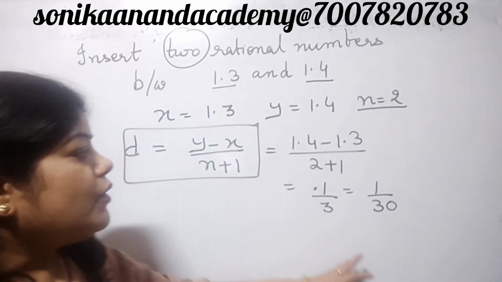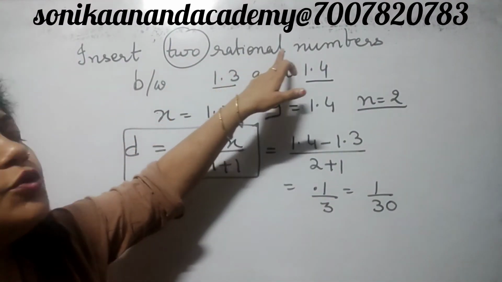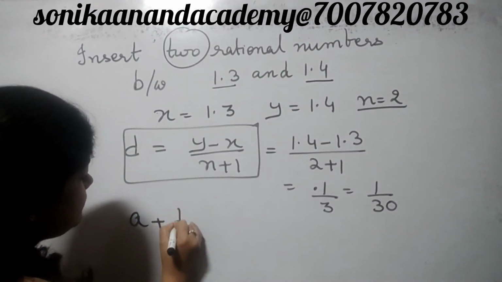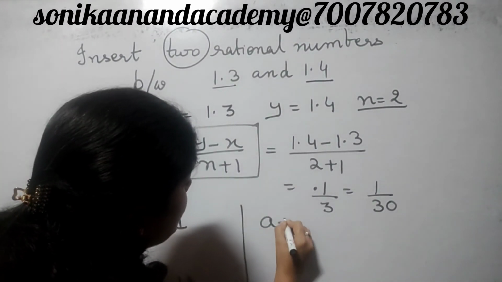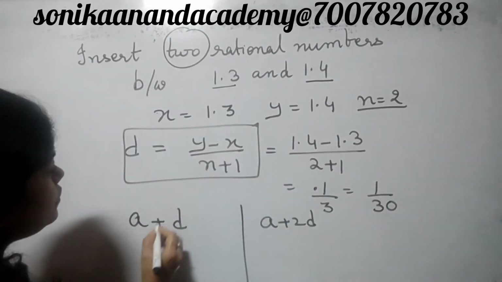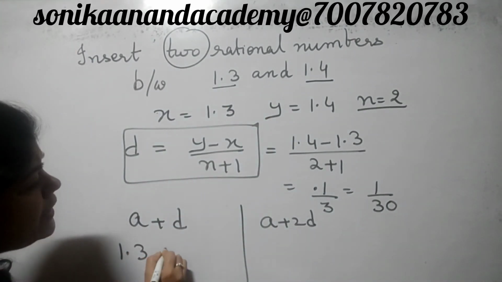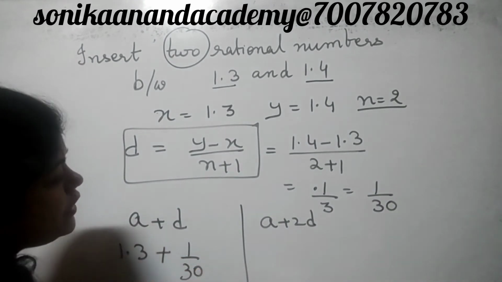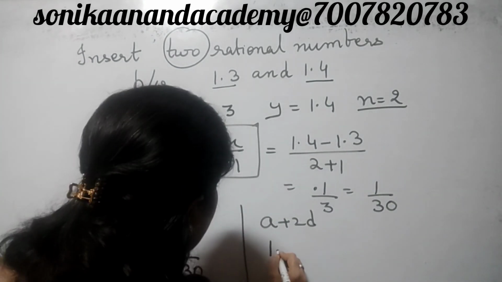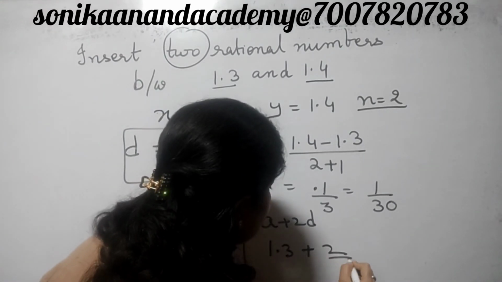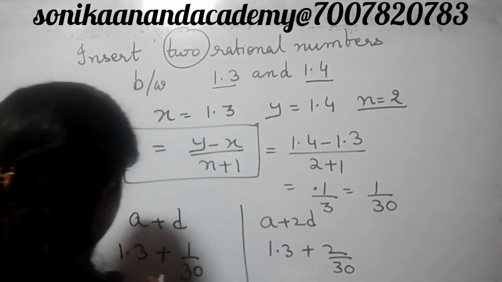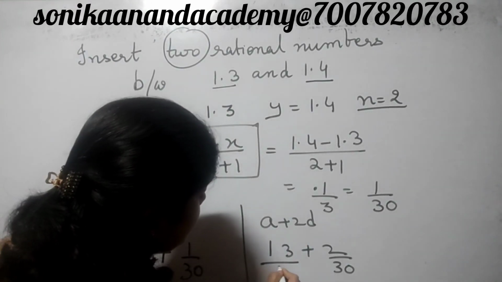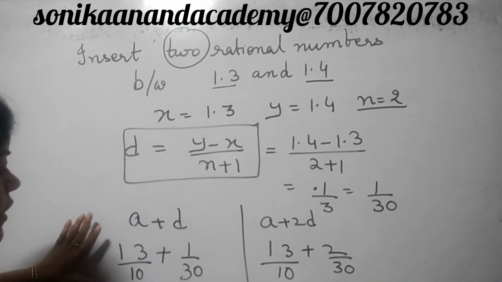Okay. Now we have to insert 2 rational numbers. So a plus d is the first, and the second rational number is a plus 2d. So 1.3 plus 1 over 30. Here we have 1.3 plus 2 over 30. 1.3 becomes 13 over 10. Okay. Now you solve it.